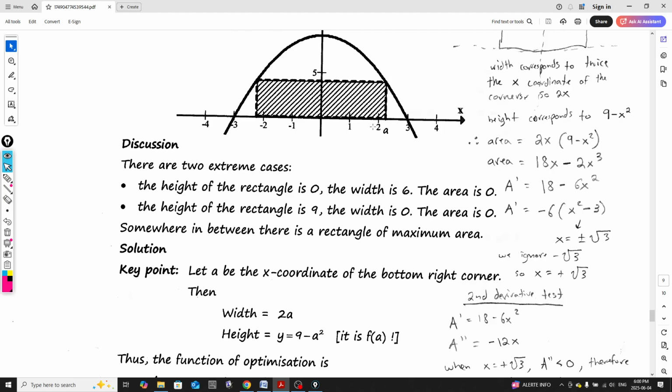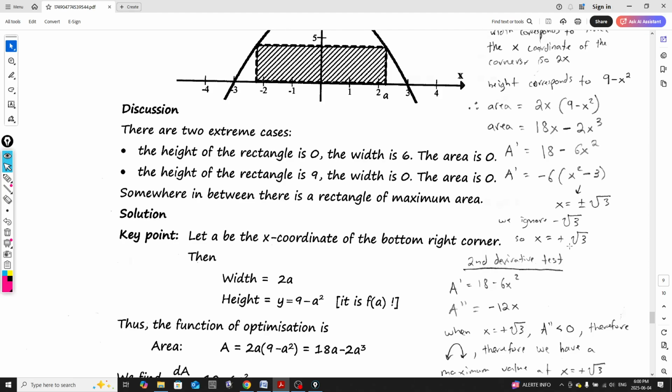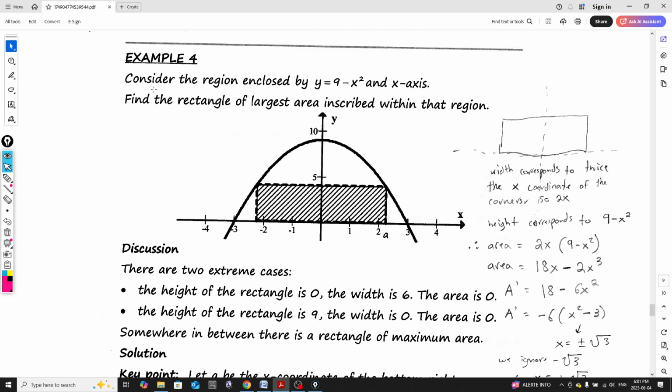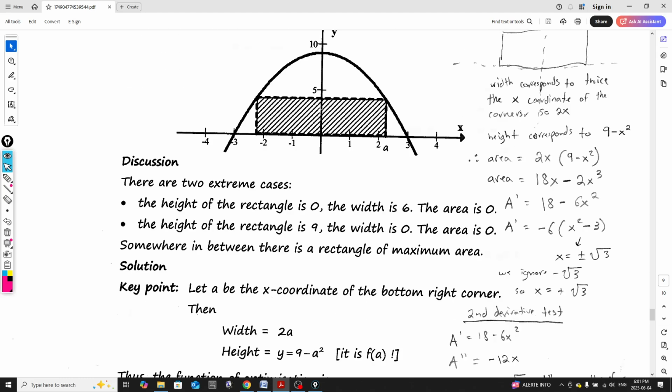We're going to ignore negative square root of 3 for the same reasons. I'm trying to figure out what a's value is, or what x's value is. It's positive, so I'm only going to concentrate on this bit right here. Then I can do either the first derivative test or the second derivative test. The second derivative test is easier here. The question says to find the rectangle of largest area inscribed within that region, so I'm trying to find the maximum area.